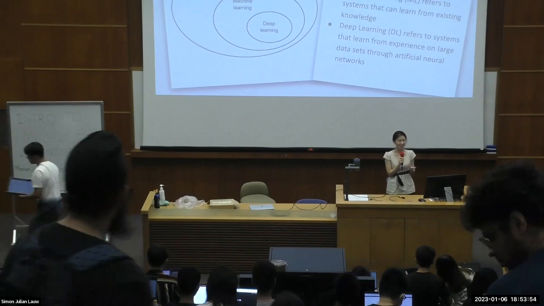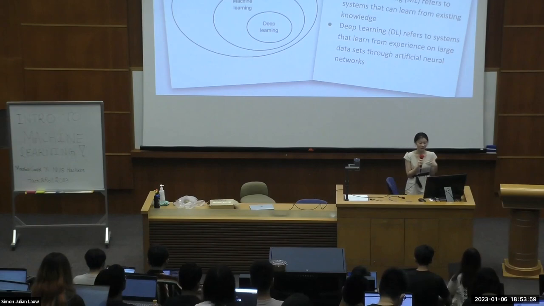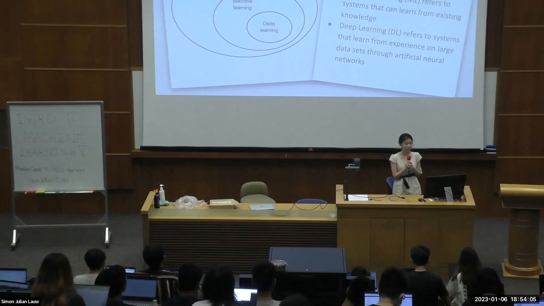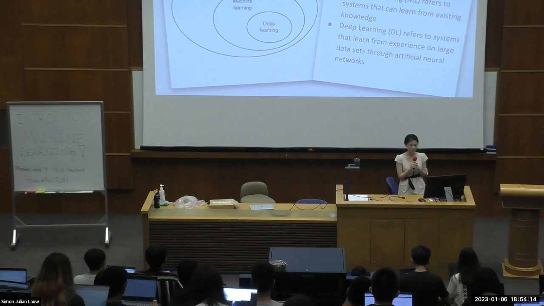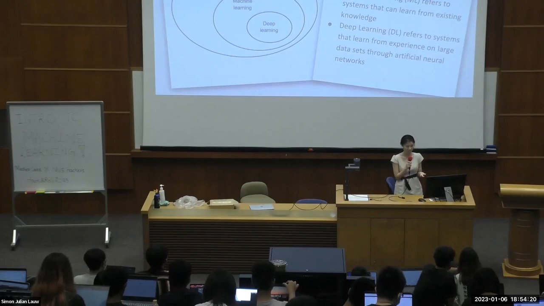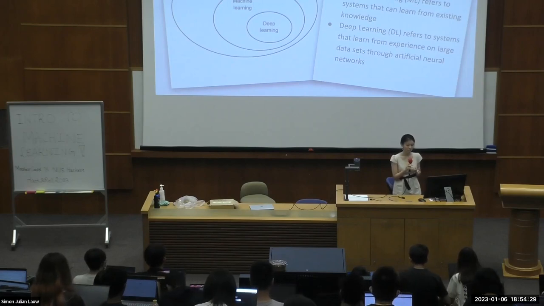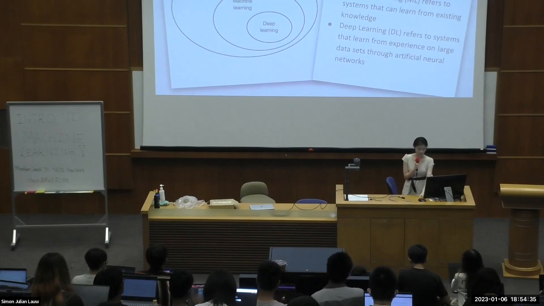We always hear those terms, AI, machine learning, and deep learning, but what are they and how are they related? Artificial intelligence is the broadest discipline of creating intelligent machines. The ultimate goal is to create a machine that can think rationally and act rationally. Machine learning is a subset of artificial intelligence, and deep learning is another subset of machine learning. The difference is machine learning can learn from any existing knowledge, while deep learning requires a large data set and trains through an artificial neural network.